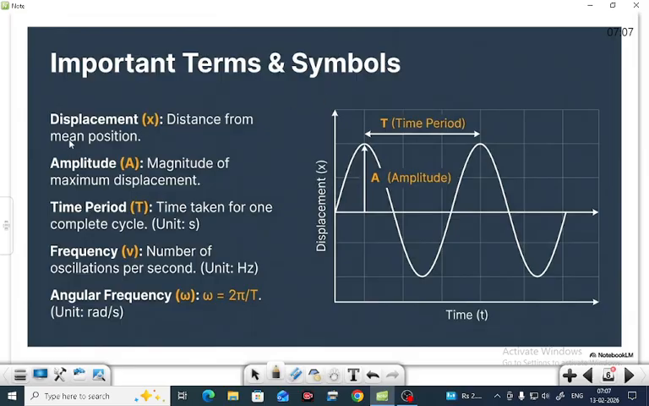Important terms and symbols. Displacement x: the distance from the mean position is termed displacement, that is x. Amplitude: the magnitude of maximum displacement, so this is the amplitude of the periodic motion. Time period: time taken for one complete cycle, unit is second. Frequency: number of oscillations per second, unit is hertz. Angular frequency omega equals 2 pi by T and unit is radian per second, because 2 pi is in radian and time is in second. So these are the important terms of periodic and simple harmonic motion.